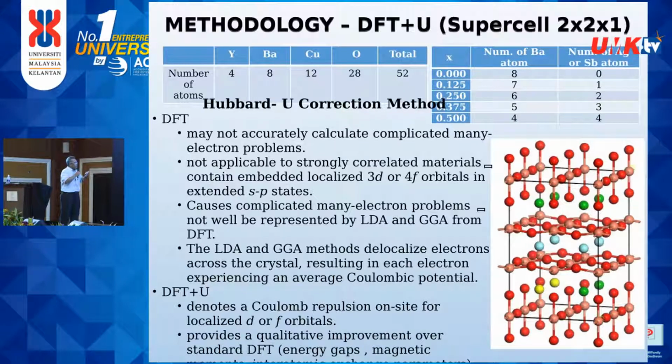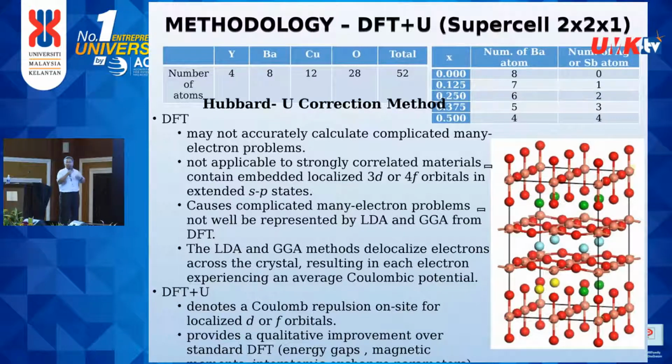All right, so DFT plus U denotes a Coulomb repulsion on site for localized d or f orbitals. So it will be more accurate. It provides a qualitative improvement over standard DFT, such as the energy gap, magnetic moment, and interatomic exchange parameter, and also introduces a self-interaction term analogous to the Hartree-Fock terms to cancel the self-interaction error.